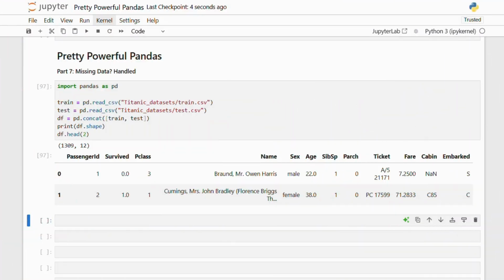Hi and welcome back to Pretty Powerful Pandas. So today for part 7 we're going to be looking at some missing data. If you have ever worked with data, you will know that there's always something dodgy in your data, whether that be missing values or incorrect spellings or values that have gone a little bit haywire. It is very, very common to have dodgy data, basically.